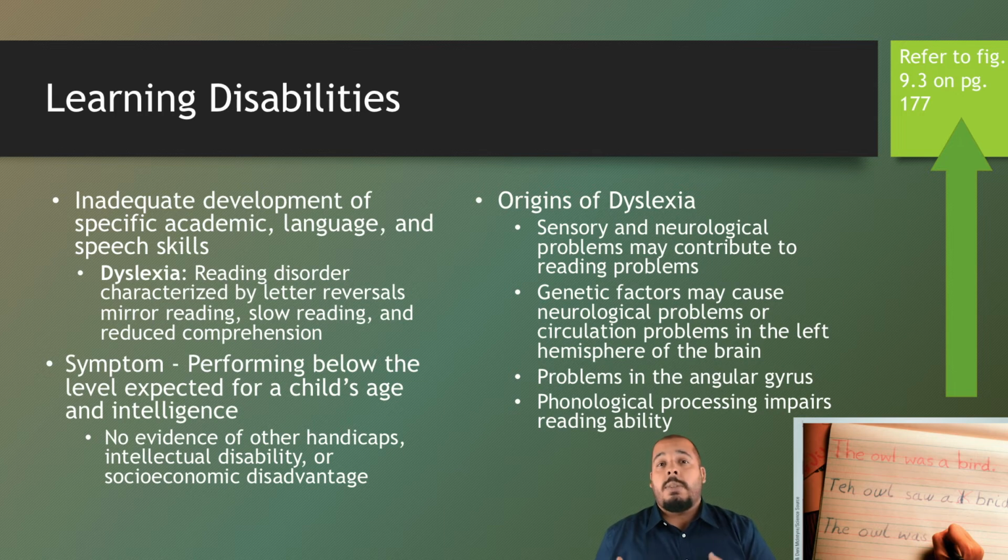A child with dyslexia may also be mainstreamed. This is when a child with a learning disability such as dyslexia is placed in a normal classroom that has been adapted to their needs.